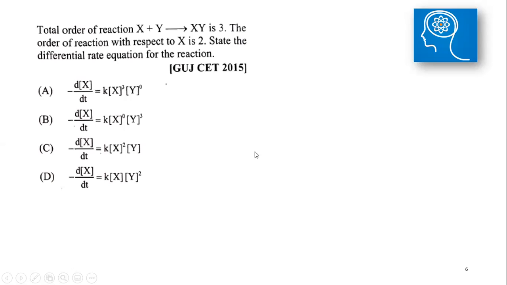So question number 1. Question number 1 is total order of the reaction. The reaction is given to you, and the order is also given to you. The reaction is X plus Y gives XY, and the order of reaction is 3. The order of reaction with respect to X is 2. State the differential rate equation for the reaction. Okay, think about this for just 30 seconds. We have to read the question carefully. Okay, think for 30 seconds, then I will give you the solution.